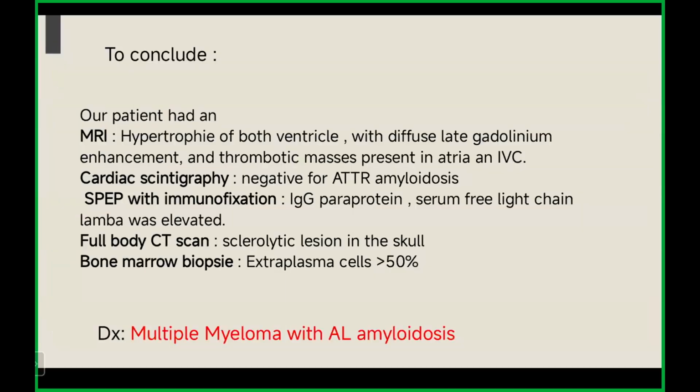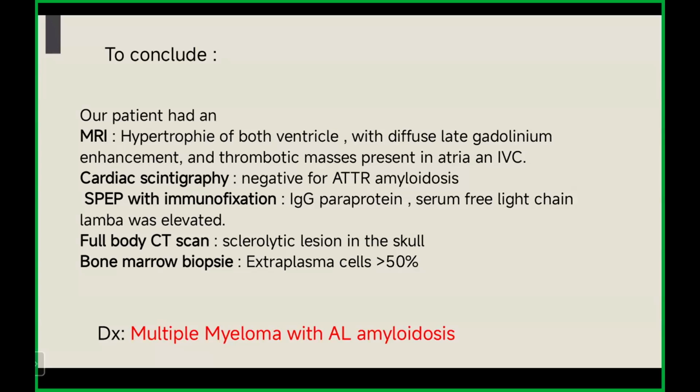Yeah, so to conclude and to go back to our patient, after the result from her echocardiogram and her heart failure symptoms, we did more exams. We did an MRI, which showed hypertrophy of both ventricles with diffuse late gadolinium enhancement and thrombotic masses present in the atria and IVC. That is a telltale sign that she has a high chance to have cardiac amyloidosis. So then we did a cardiac scintigraphy to know which kind of amyloidosis it is.